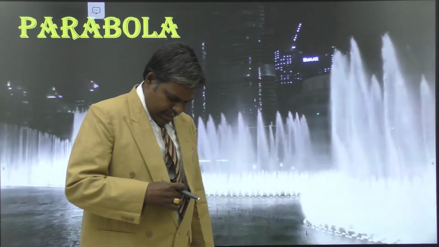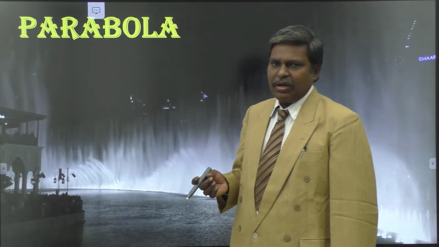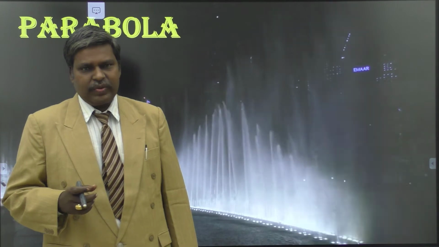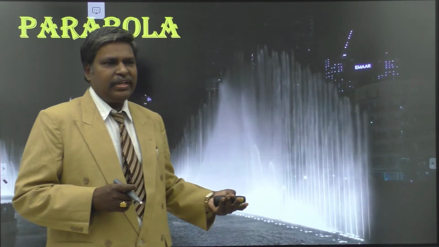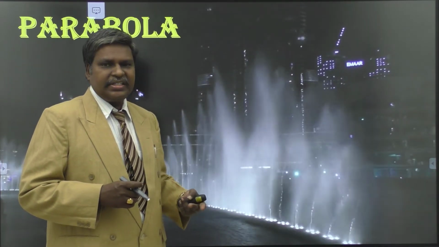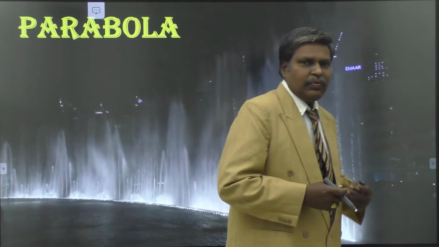The one and only condition is what? x1 greater than 2a. If the point does not lie on the axis of the parabola, we compare 4 into x minus 2a whole cube with 27ay square. So if it is greater than, we have three real and distinct normals. For equal to, two real and distinct normals. For less than, we have only one normal.